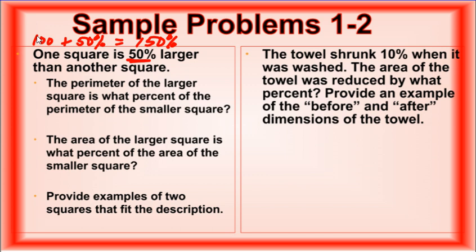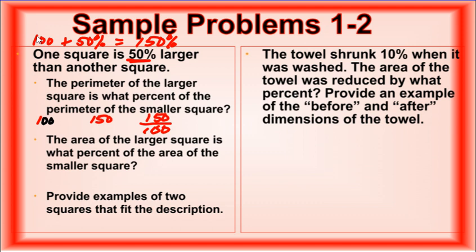So keep that in mind. The perimeter of the larger square is what percent of the perimeter of the smaller square? So in order to solve this one, we're going to try to find the scale factor. You're comparing one shape to the other. If the smaller square is 100 and the larger square is 150%, I just compare the two. So I would have 150 to 100 because that's what they're asking you. So the order does matter.